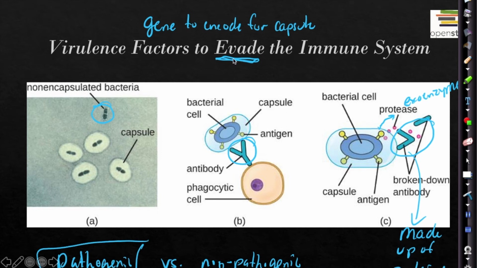So, virulence factors to evade the immune system. The capsule prevents phagocytosis because it becomes harder to phagocytose that larger cell. The capsule also can block antibody binding, and so the capsule can also allow for that antibody to try and bind to the capsule, and then you can release an exoenzyme of a protease, which will then break down the antibody because the antibody is a protein. So capsules are typically found on pathogenic bacteria, not non-pathogenic bacteria.